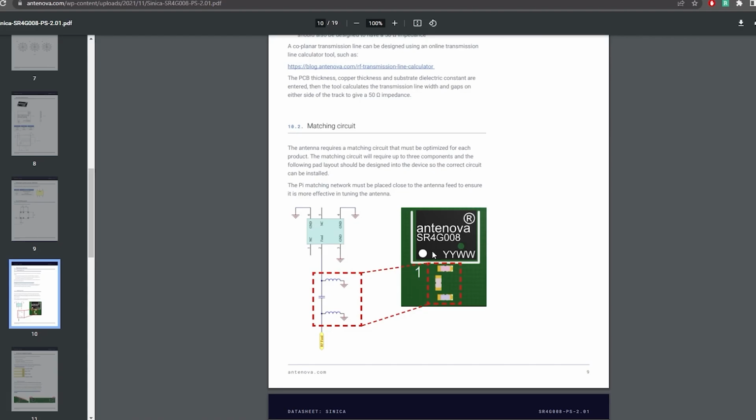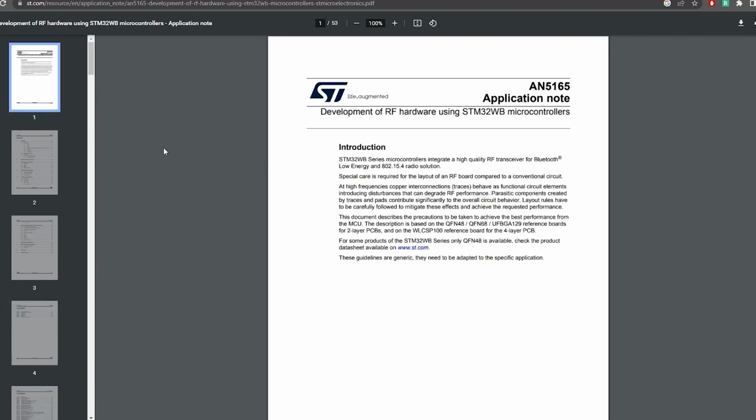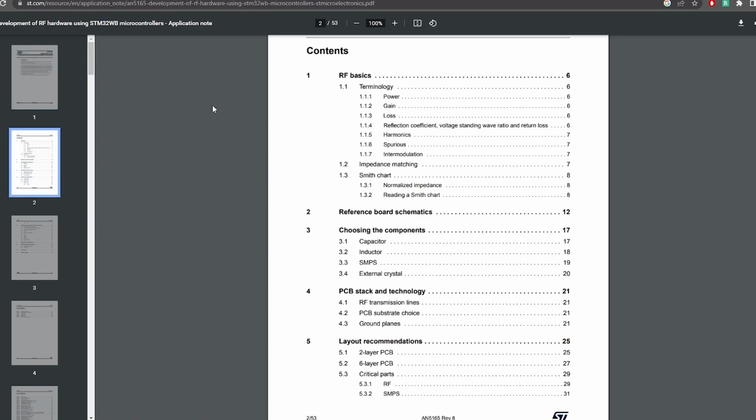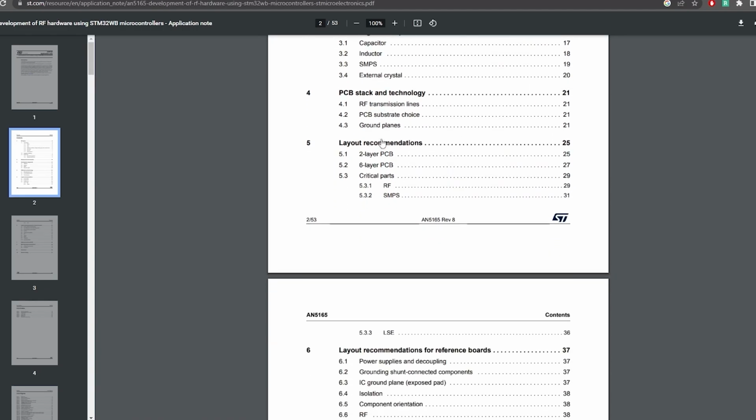No, we cannot really. So what we need to do is look for something else, maybe something in our microcontroller documentation that might have it. Here we are in application note 5165, something that has helped me immensely with this type of thing. I believe I spoke about this application note before. It is literally a godsend. It covers RF basics, reference board schematics, how to choose components, PCB stack-up and technology. It's got it all in here.